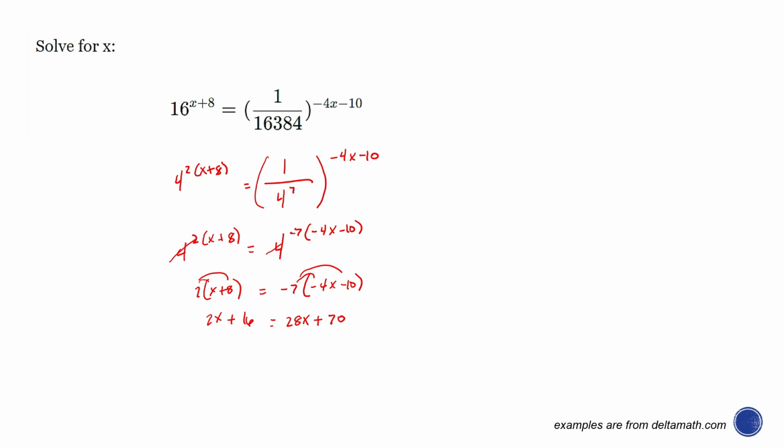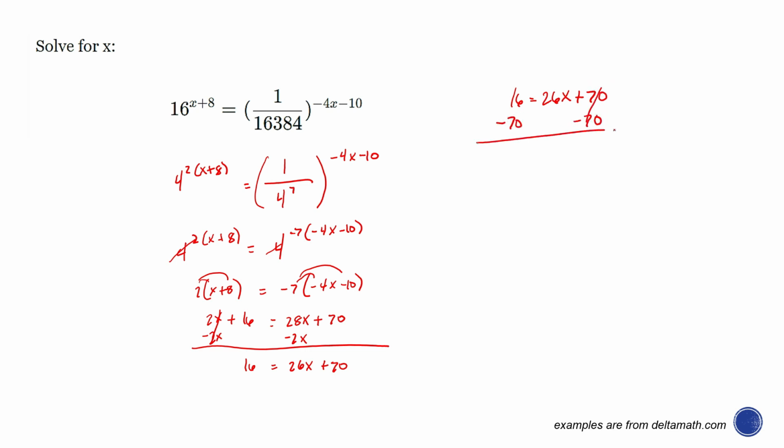Now let's deal with the terms that have exponents. I will subtract 2x on both sides. 16 equals 26x plus 70. So I will write that here. Okay, the next step is to subtract 70 on both sides, obviously.